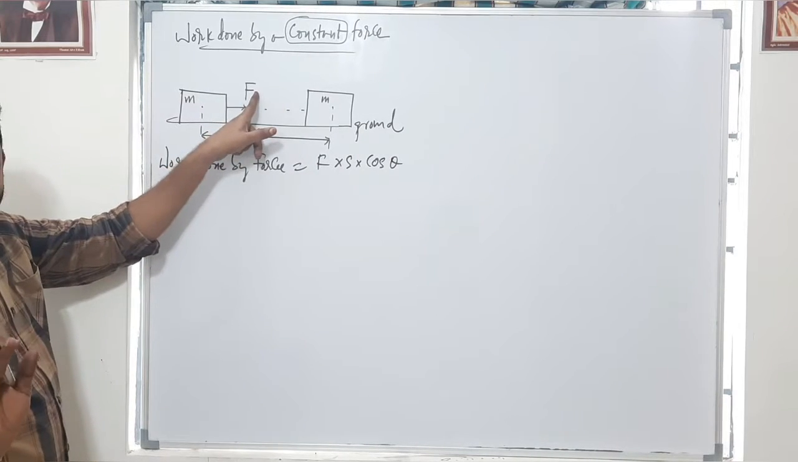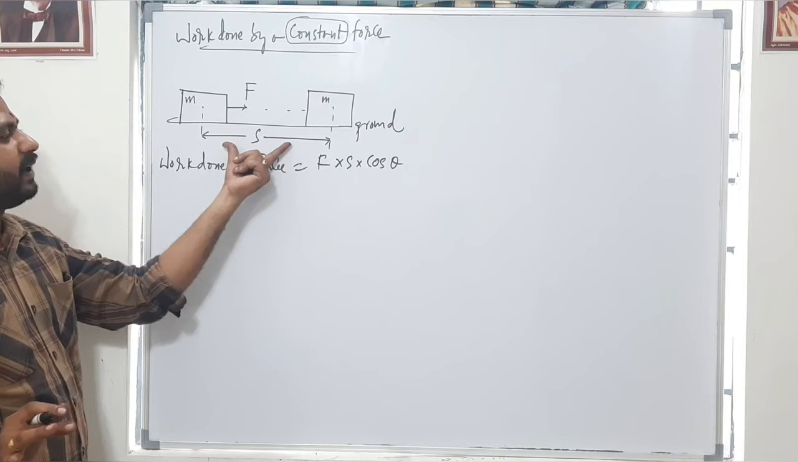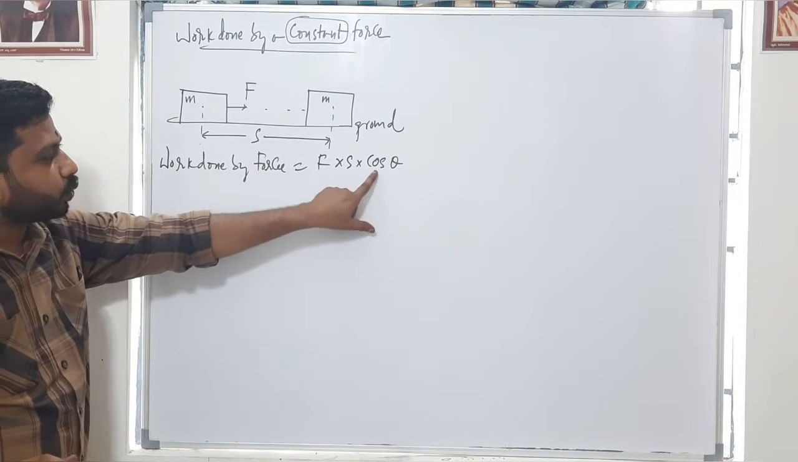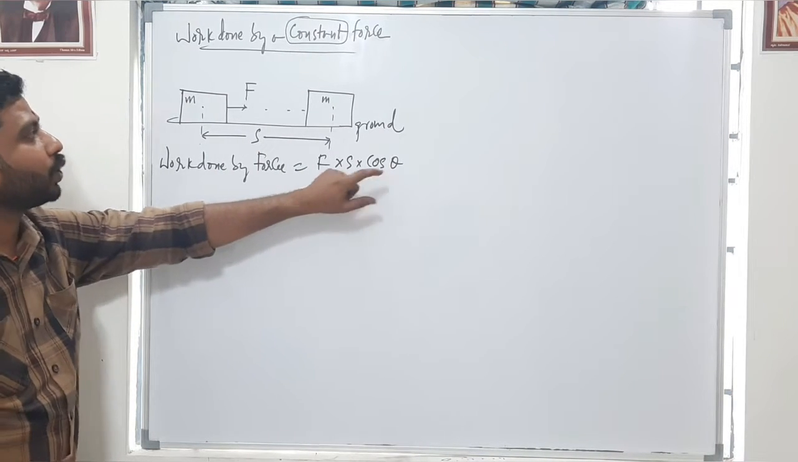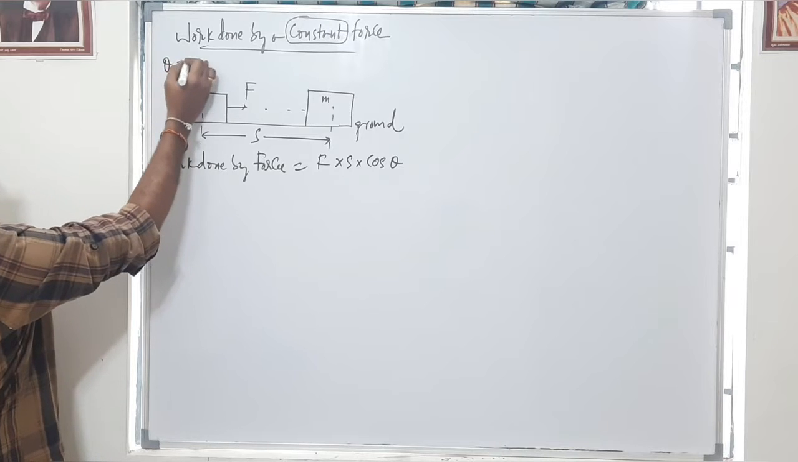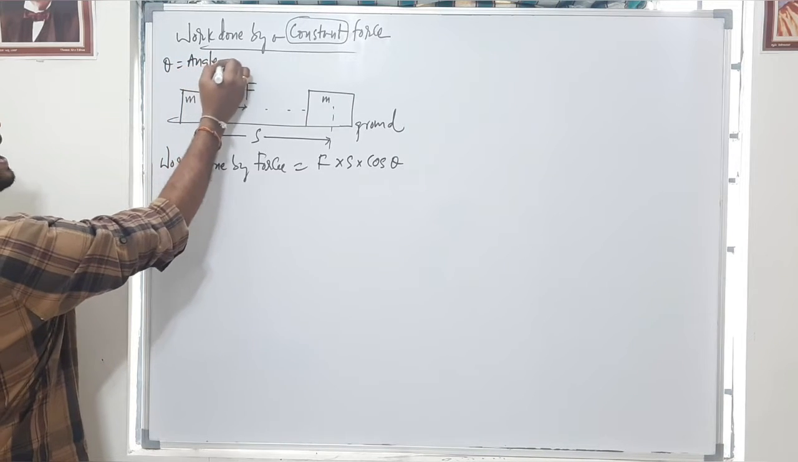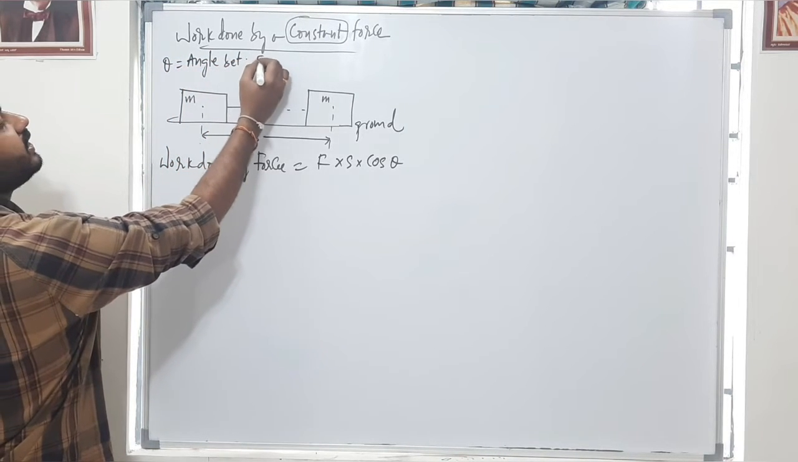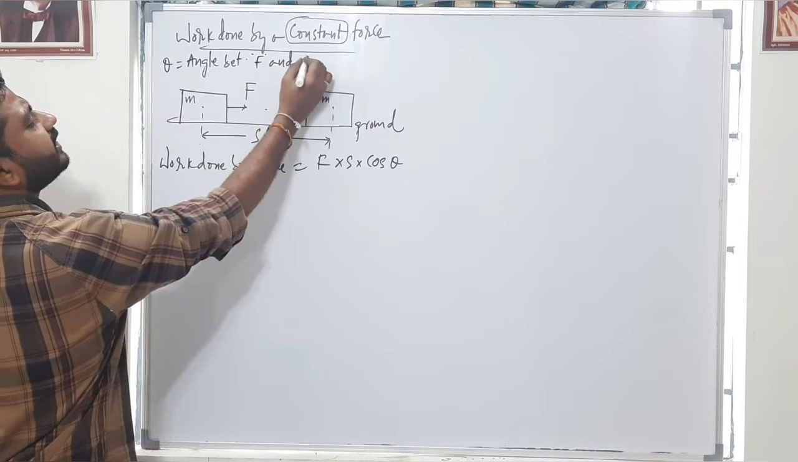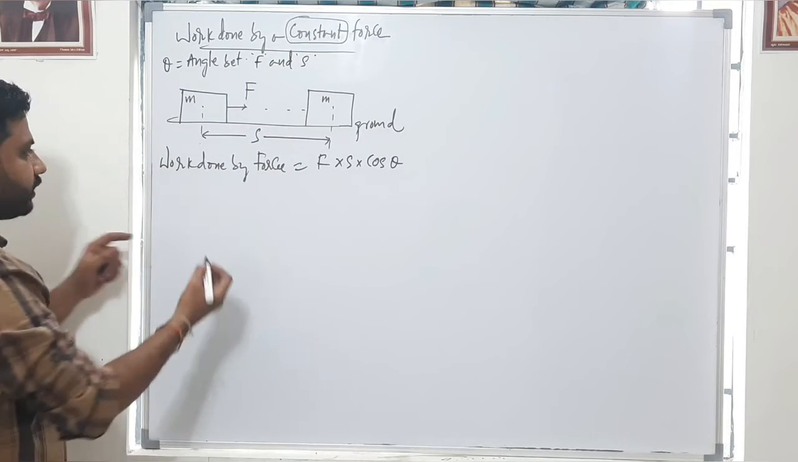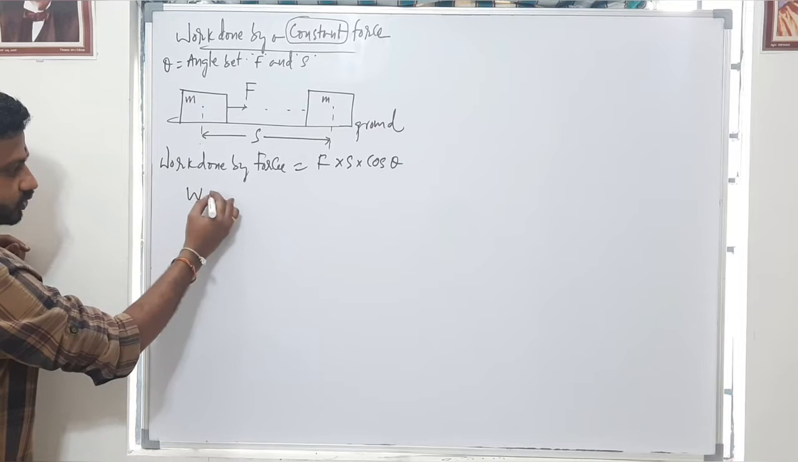F as it is. What is this S? Displacement taken by the body. And what is the cos theta? Theta is what? Again I am writing here. Theta is the angle between the force F and the displacement. Clear? So let me write the work done by the force in this case.